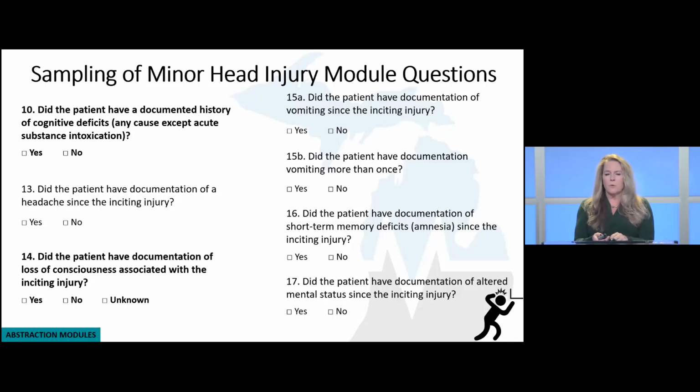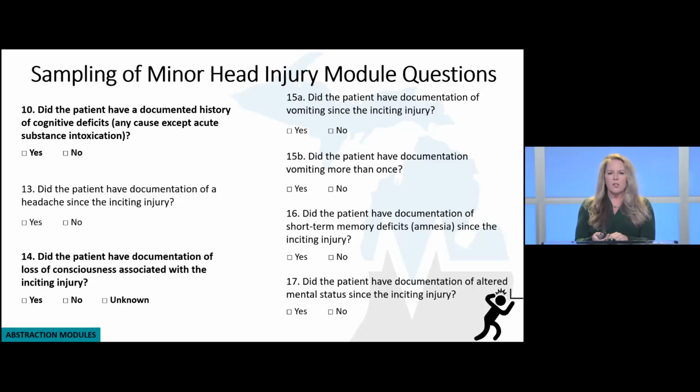definition of what this person, if there's A&O times 3, or if they have a baseline dementia or other cognitive deficit, it's helpful to know where we're starting at, because we do need to know if there's been altered mental status or amnesia or something, and we need to know if it's different from their baseline. Of course, we always ask if the patient has a headache, pretty obvious for a head injury module. Then we also look at, you can see it's bolded, the documentation of whether they have loss of consciousness with the associating injury or not.